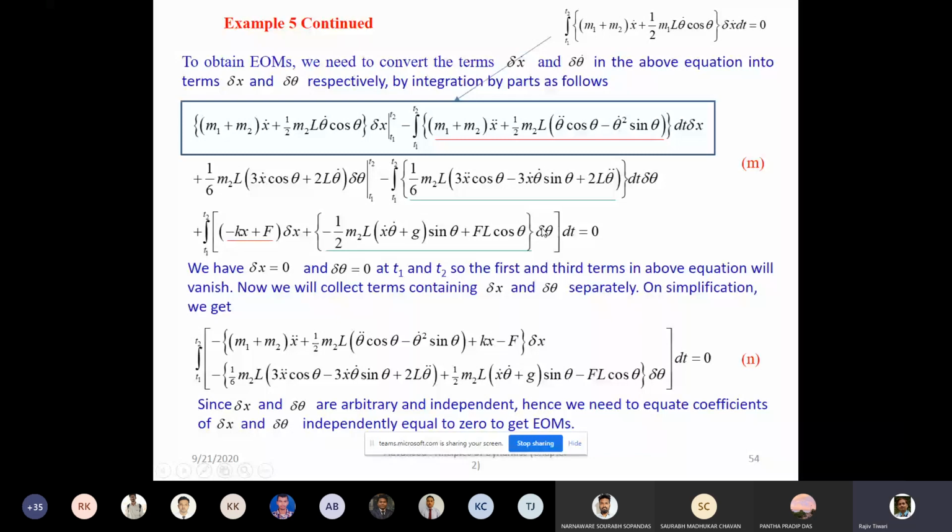Now, as we know, the variation of the x at t1 and t2 is not defined, that is 0. So the first term will go. Similarly, here, variation of the theta, which is also a generalized coordinate, is not defined at the limits. So this term also will be 0. So only the terms within the integration will remain, they will vanish. So once they are vanishing, now you see this integration contains the variation of the x. Then this contains variation of the x, they can be combined. So the red underlined part can be combined and written in this form.